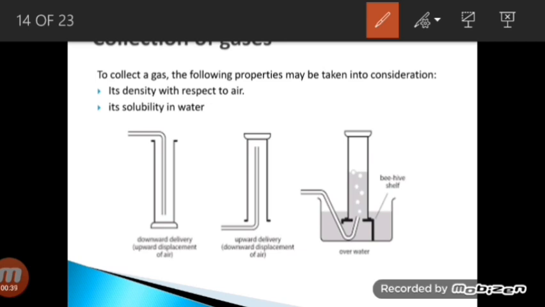So the gases may also be collected for certain other uses. They can also be used in the other experiments. So there are different methods to collect gases, but for collecting gases we have to look at the physical properties of the gases. Two physical properties are very important for the collection of gases. One is density and the second one is solubility.